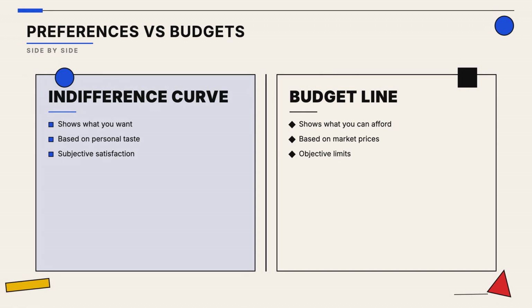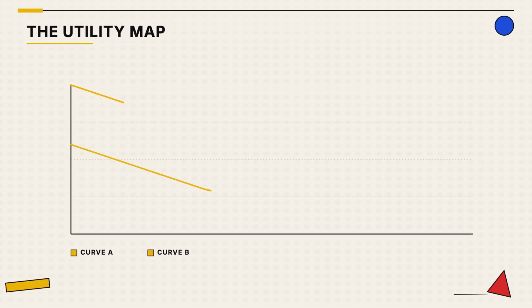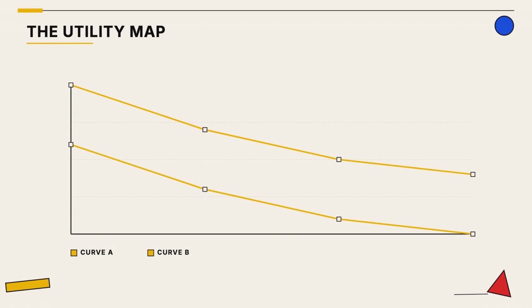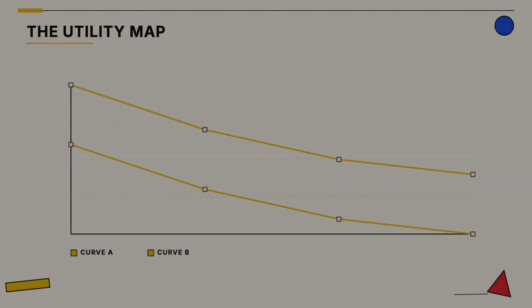They meet to show optimal choice. Higher lines represent higher satisfaction. A consumer always prefers to be on a curve further from the origin.